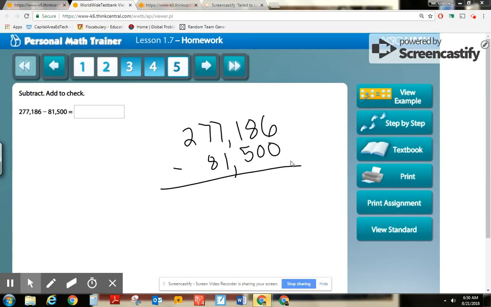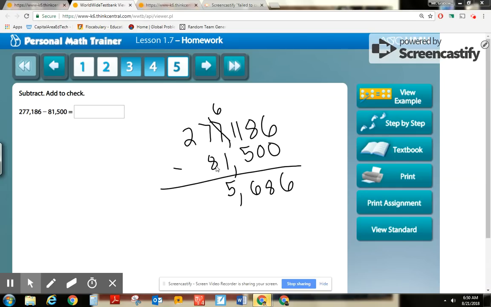All right, so let's just subtract first. Starting in the ones place, 6 take away 0 is 6. 8 take away 0 is 8. 1 take away 5 is not 4. Can't do it. Got to borrow from the thousands. Got to regroup them. 11 take away 5 is 6. 6 take away 1 is 5.